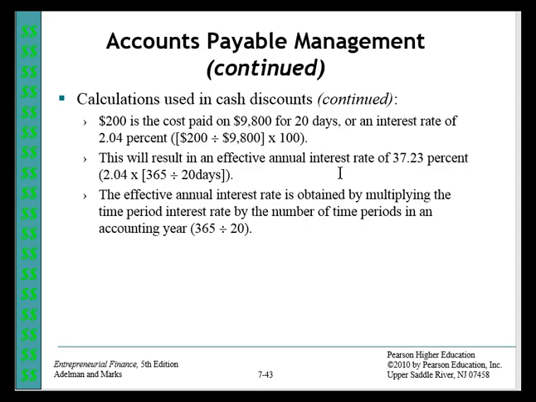So the actual effective cost is 37.23%. So again, this isn't an actual expense, right? It's not an interest expense per se, but this is the cost of taking the discount. And 37.23% annualized is a huge cost, is a huge financing cost.